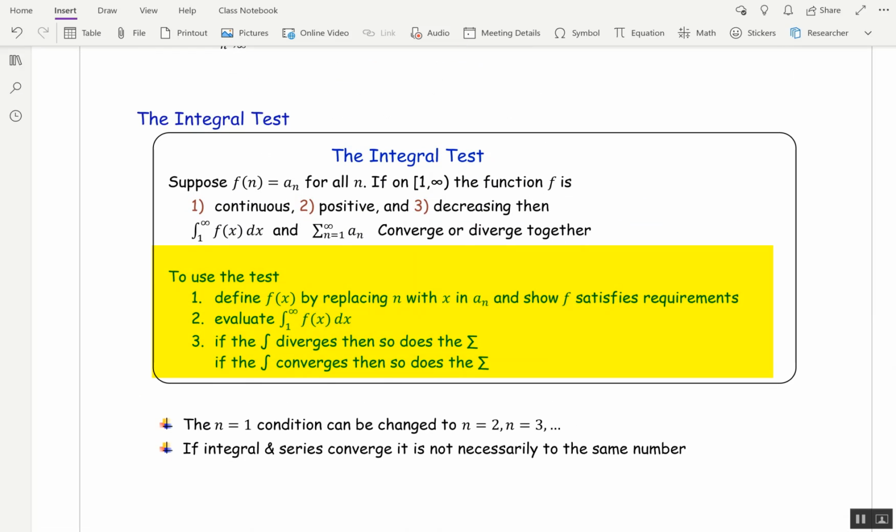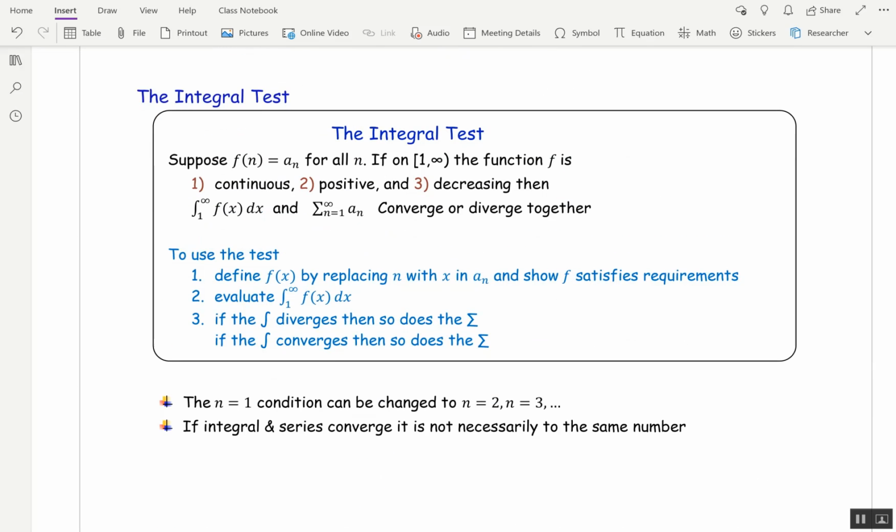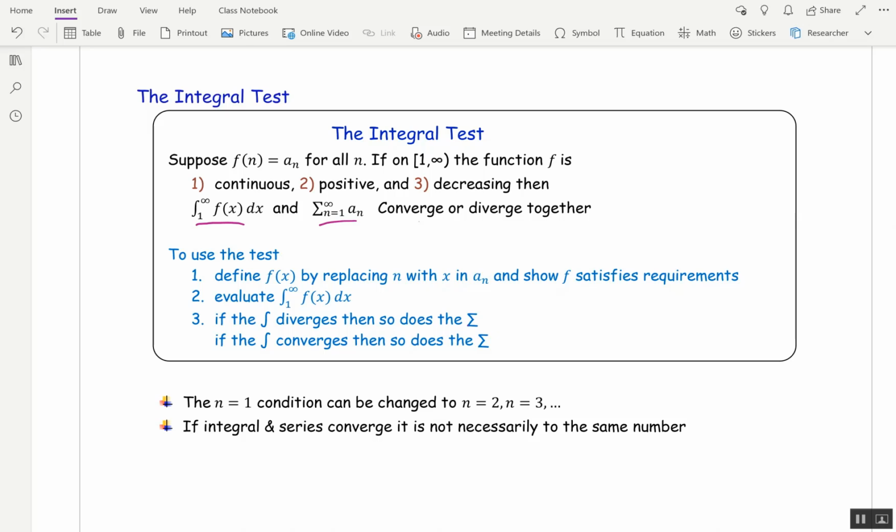And there are some conditions. The function f of n, which is the function you get from the terms, in this example would be 1 over n. That has to be continuous, positive, and decreasing. And if that's the case, then whatever the integral does, the series does too. They converge or diverge together. So how to use the test? You define f of x by replacing n with x, and you make sure that the requirements are satisfied. Usually that's just a visual check. Then you evaluate the integral. If the integral diverges, the series diverges. If the integral converges, the series converges.